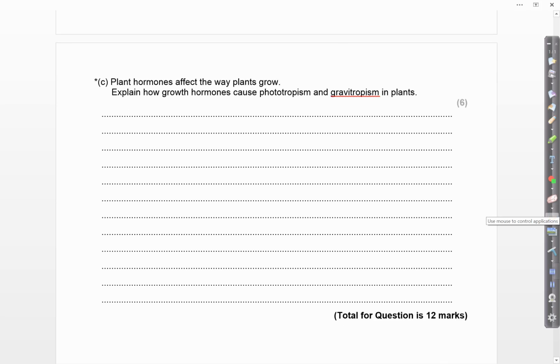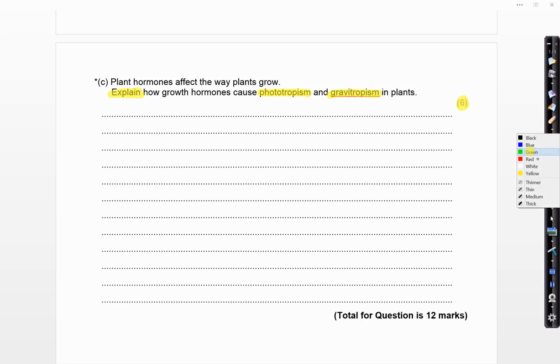Part C. Part C is a 6-mark question. Plant hormones affect the way plants grow. Explain how growth hormones cause phototropism and gravitropism. So rather than write the answer, what I'm going to do is explain the science behind this. So what do I have?